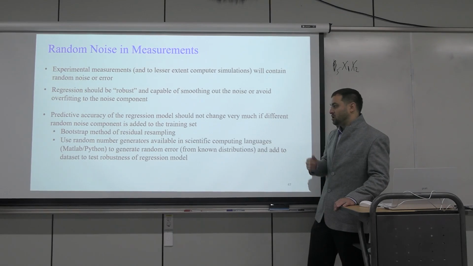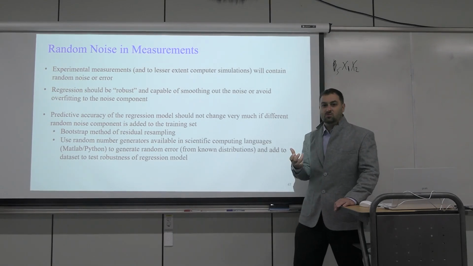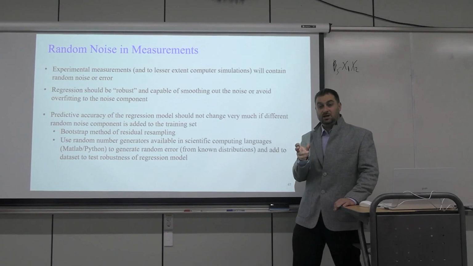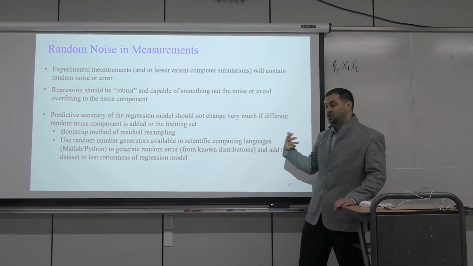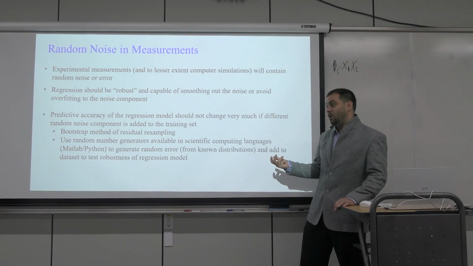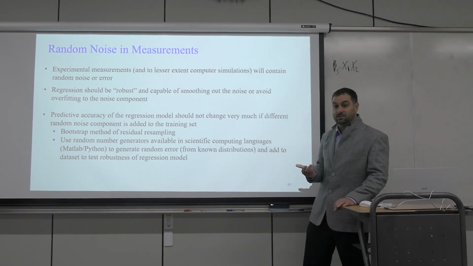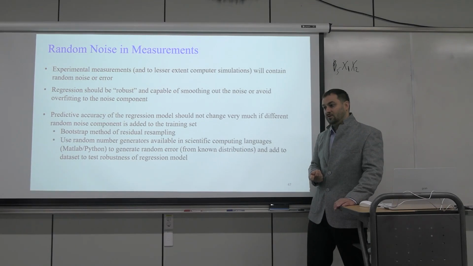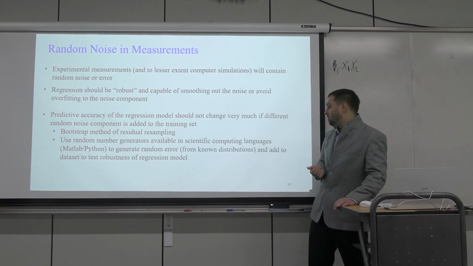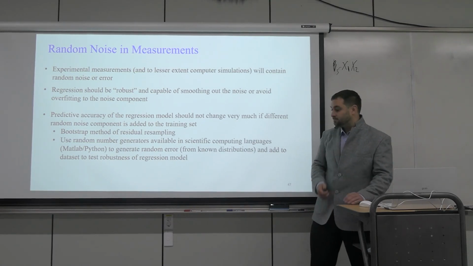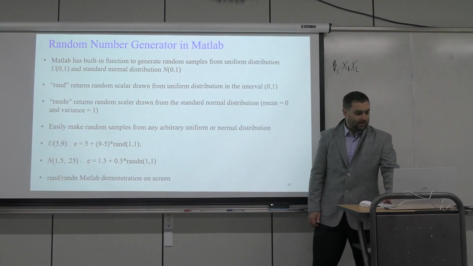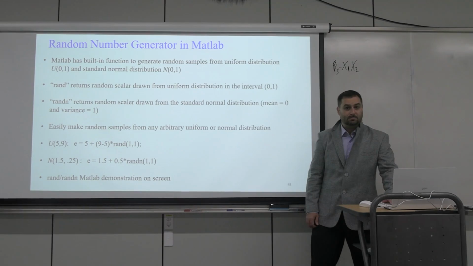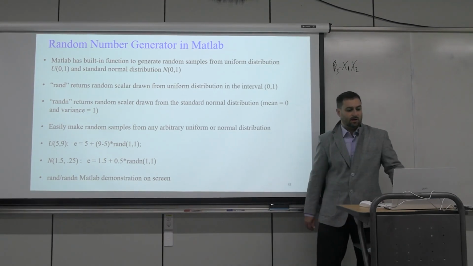What we can do is generate our own random error terms and add them to our data set. This is the way we can test the robustness of the regression model. I think this is a very good way, something that you should apply when you're building your regression models. I'm going to just talk about MATLAB today, and so the random number generator in MATLAB.